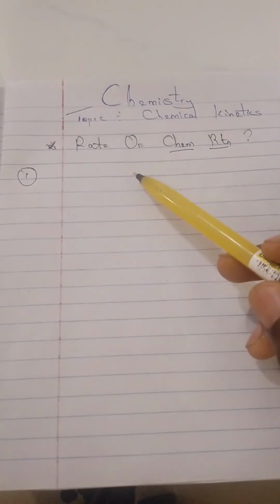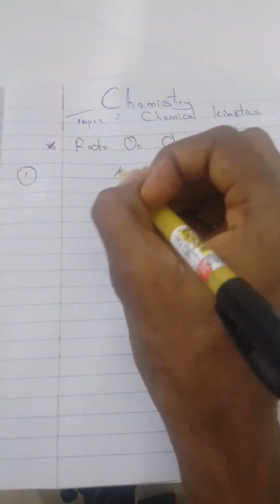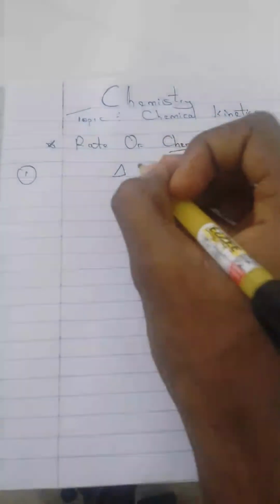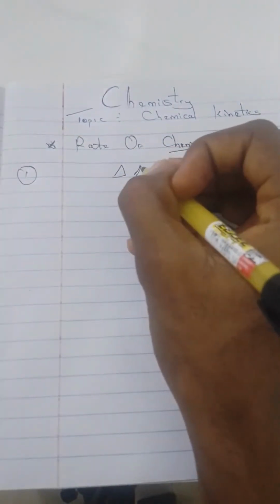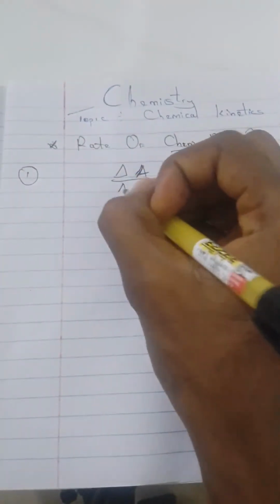Number one, let's start with what is rate of chemical reaction? Rate of chemical reaction is the change in concentration of reactants or products per unit time. Is the what? Is the change in concentration of reactants or products per unit time. That is just what rate of reaction means.